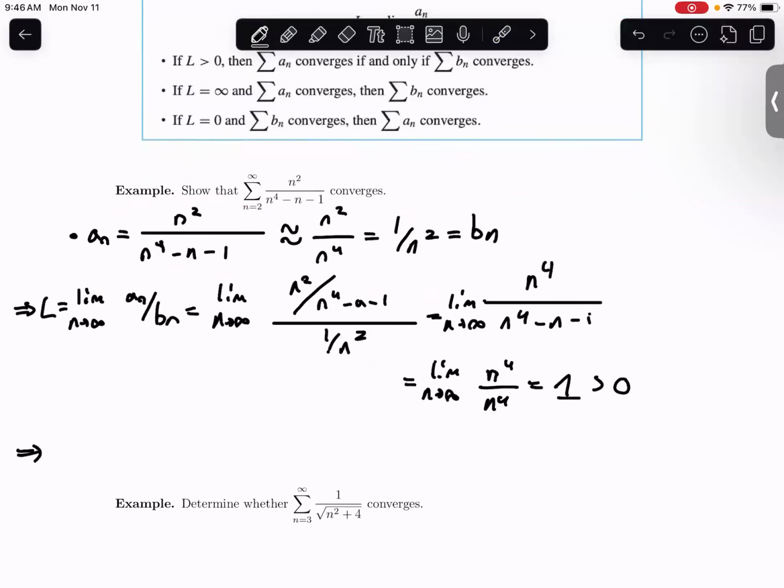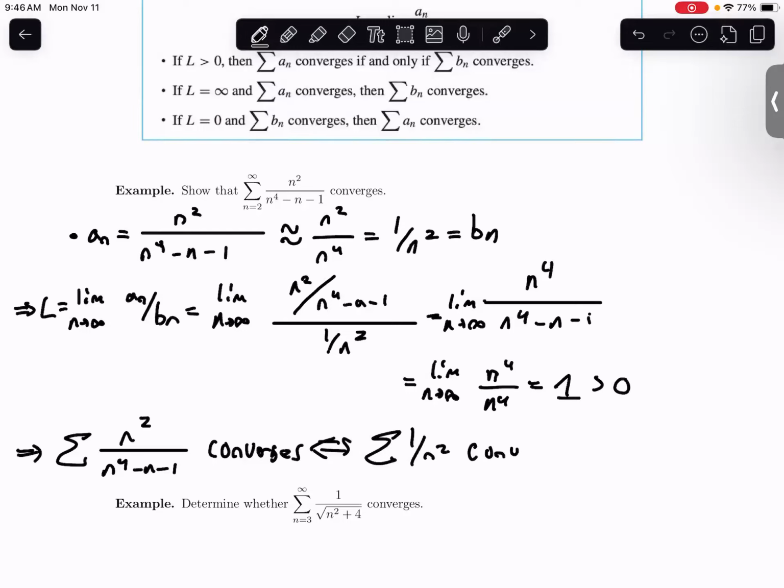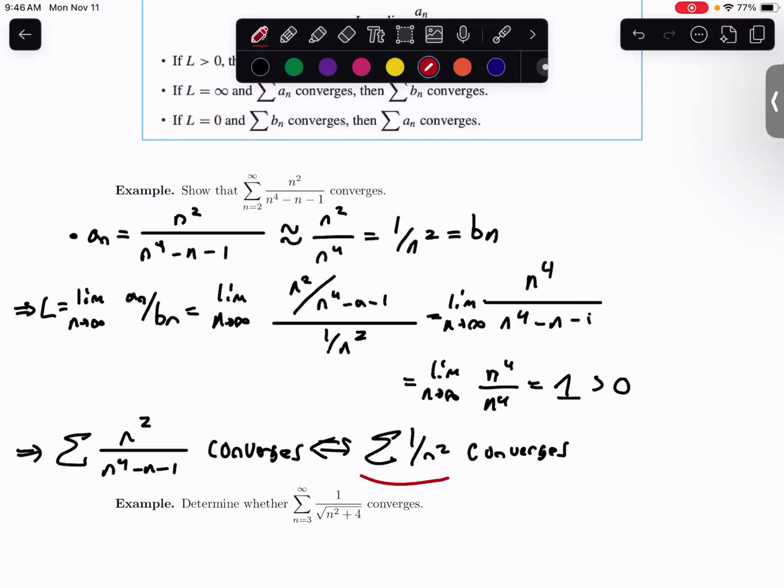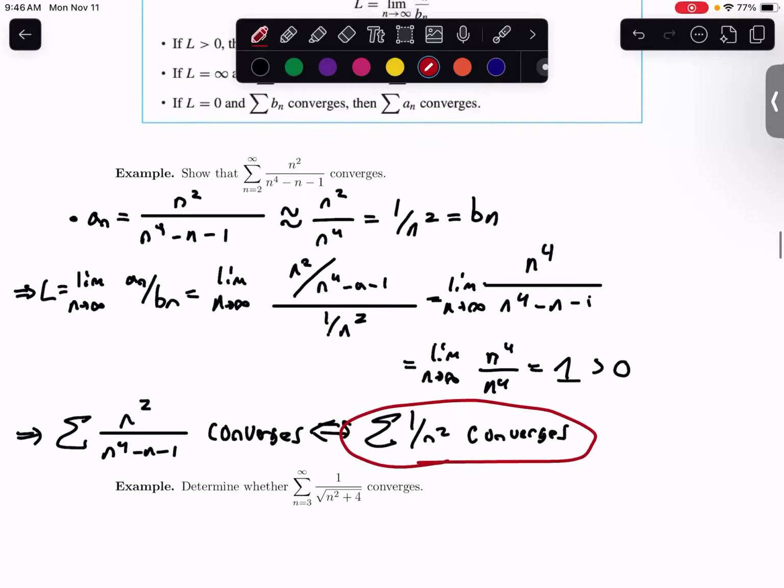So just writing this out, we know that the series of n squared over n to the fourth power minus n minus 1 converges if and only if 1 over n squared converges. And then we know that this converges because it's a p-series where p is equal to 2.